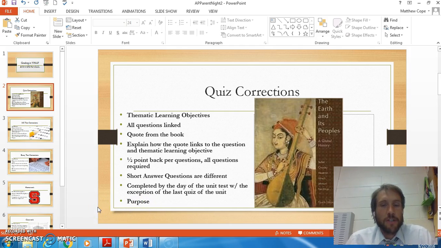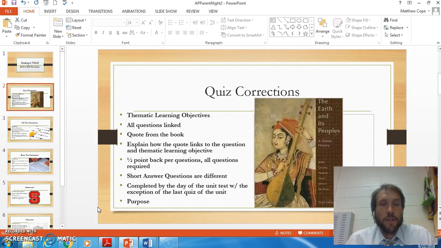The quiz corrections need to be completed by the day of the unit test, with the exception of the last quiz that was in that particular unit. That last quiz needs to be completed by the time of the next unit test.